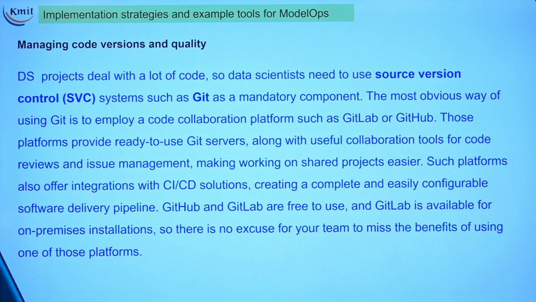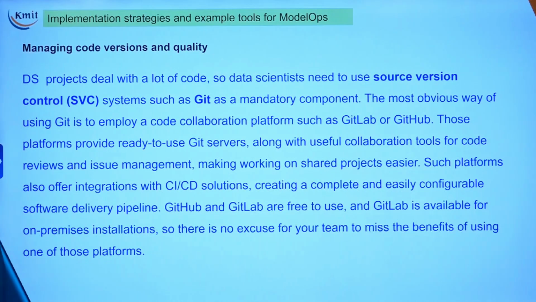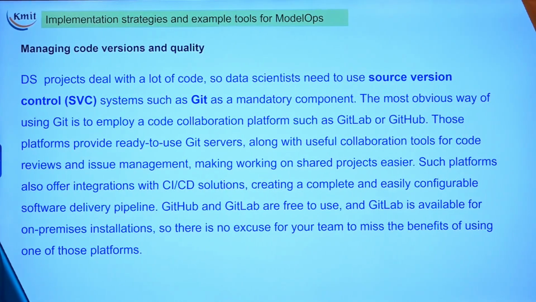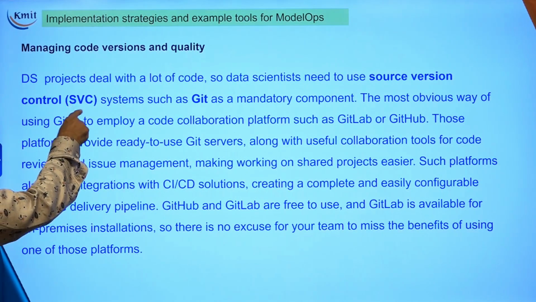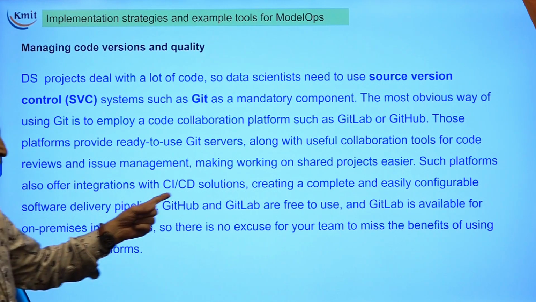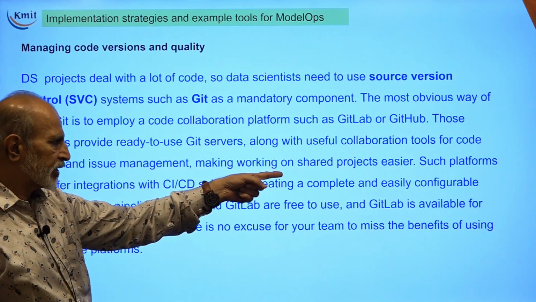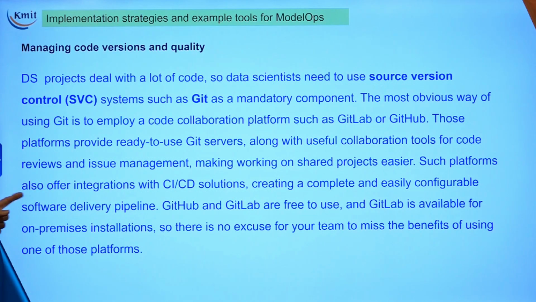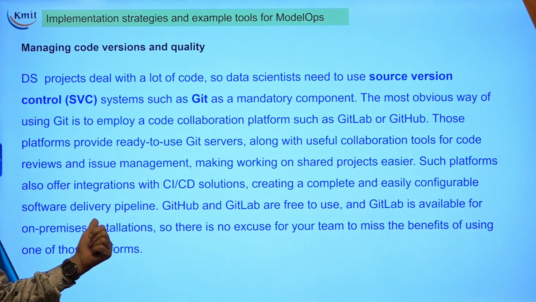Code versions are simple, and DS projects deal with a lot of code. So data scientists need to use source version control. So we use an SVC, a source version control system such as Git, as a mandatory component. The most obvious way of using Git is to employ a code collaboration platform such as GitLab or GitHub. Those platforms provide a ready-to-use Git server along with useful collaboration tools for revision or code review and issue management, making working on a shared project easier. Such platforms also offer integration with other CI/CD solutions, creating a complete and easily configurable software delivery pipeline.